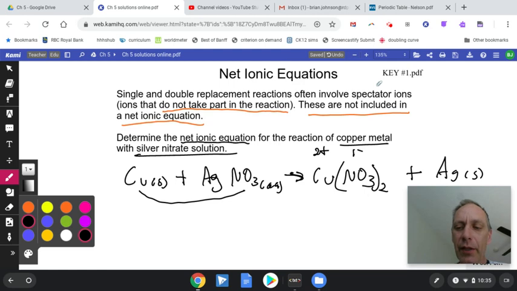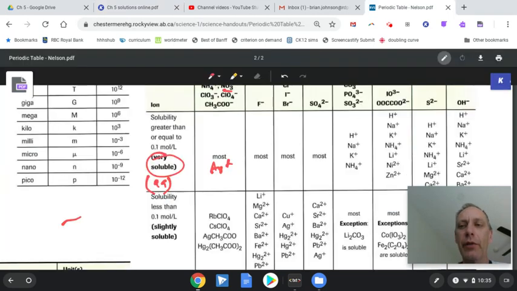Okay, state on this one. It's an ionic compound, so we got to go look it up. Nitrate is here. Copper is not there. That means copper 2 plus is in the most. Okay, so that means aqueous.